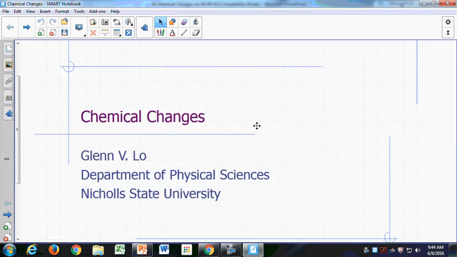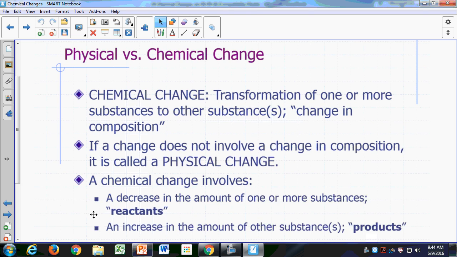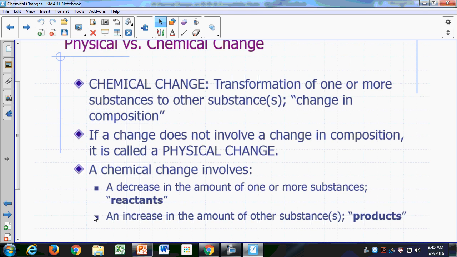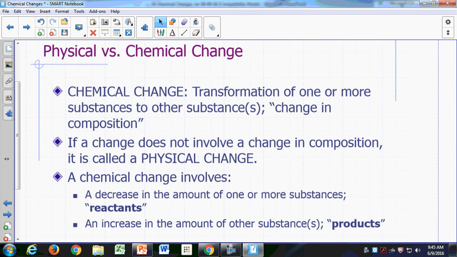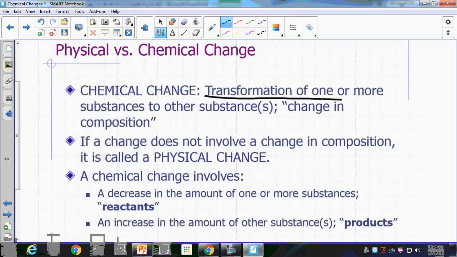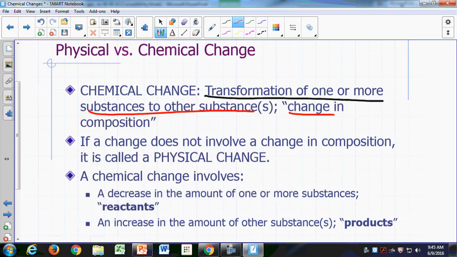In this lesson, we're going to talk about chemical changes. A chemical change is a transformation of one or more substances to other substances. So, in other words, we say during a chemical change, there is a change in composition. So, a compound that was there before may no longer be there after, and you may get something else as another compound or another substance as a result of the change.